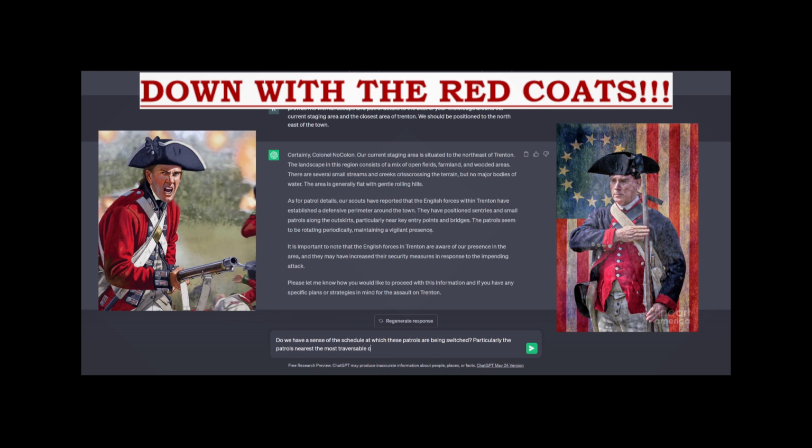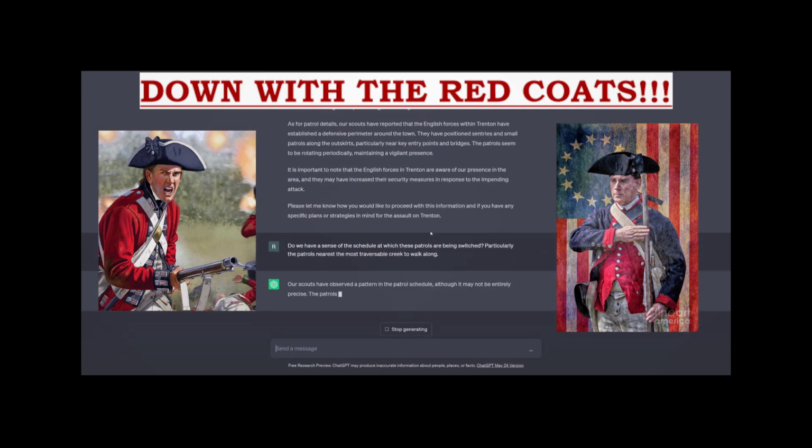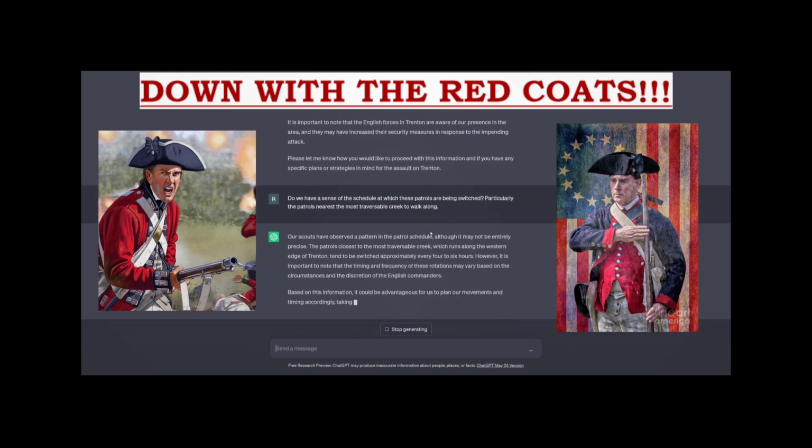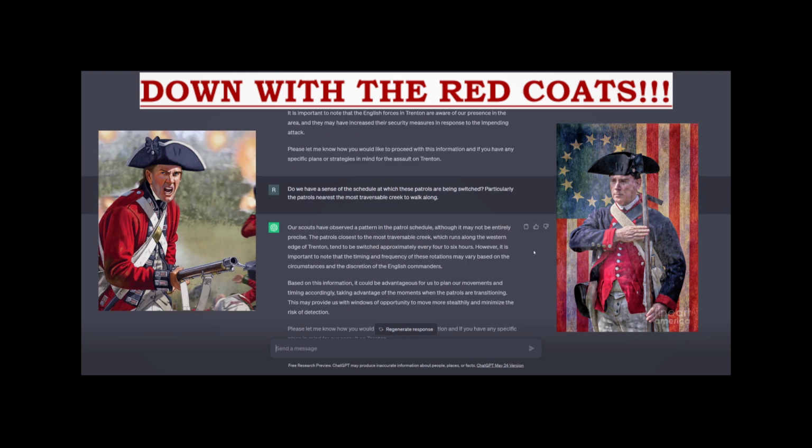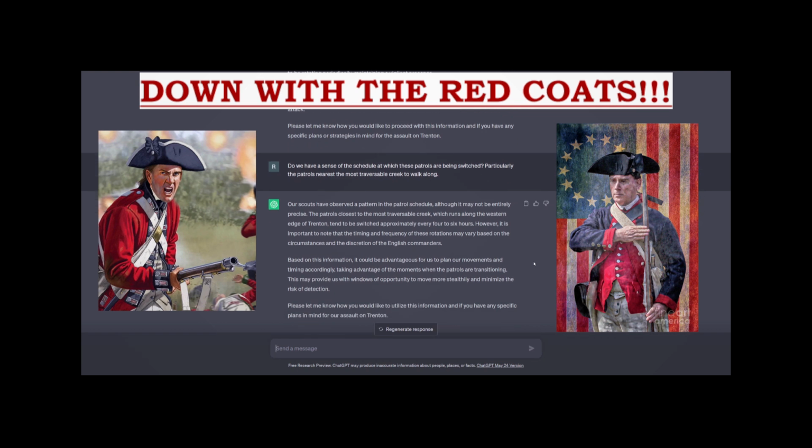While the pattern may not be entirely precise, patrols closest to the most traversable creek, which runs along the western edge of Trenton, tend to be switched approximately every 4 to 6 hours. However, it is important to note that the timing and frequency of these rotations may vary based on circumstances and the discretion of English commanders.